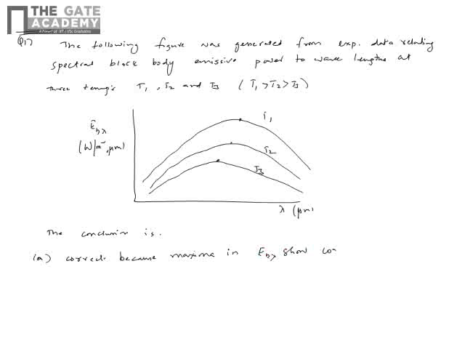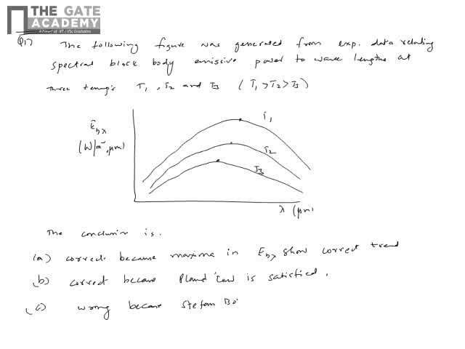A: E_b lambda shows the correct trend. B: it is correct because Planck's law is satisfied. C: it is wrong because the Stefan-Boltzmann law is not satisfied. D: it is wrong because Wien's displacement law is not satisfied.